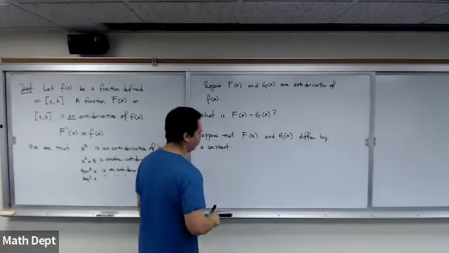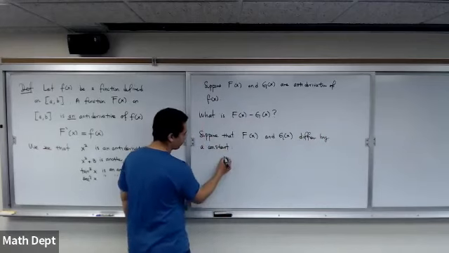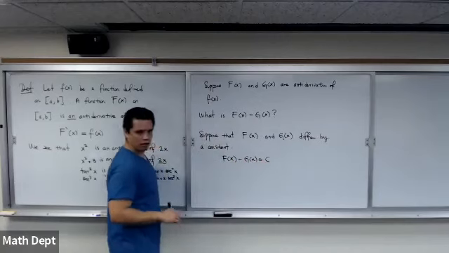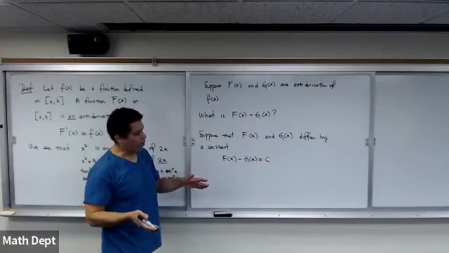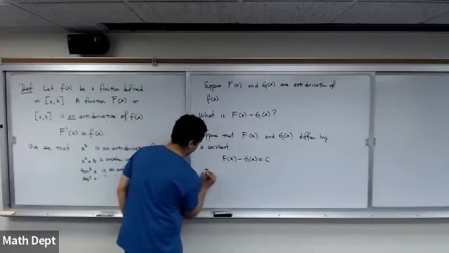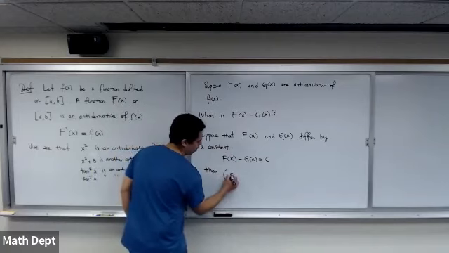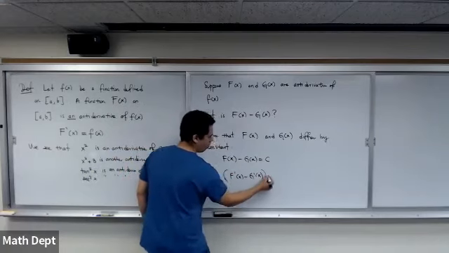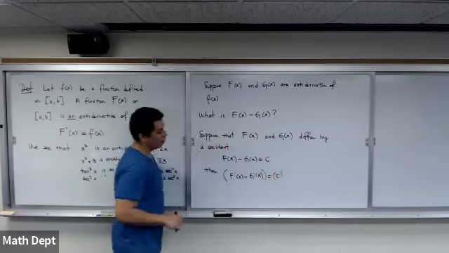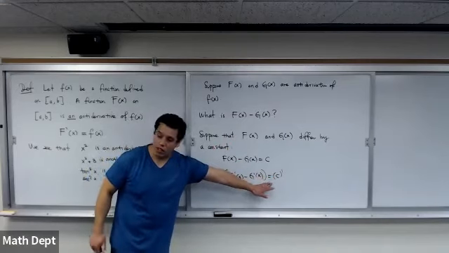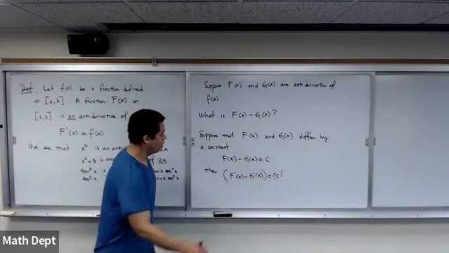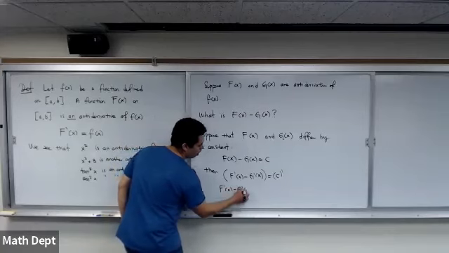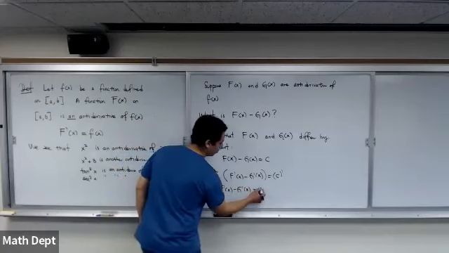So what can we say from here? Well, let's call that constant c. So I'm going to say f of x minus g of x is equal to c. Now, what I'm going to do is take a derivative. Well, then f prime of x minus g prime of x is equal to c prime. Well, but let's not forget what we have here is a constant. Well, the derivative of a constant is 0. So we have that f prime of x minus g prime of x is equal to 0.